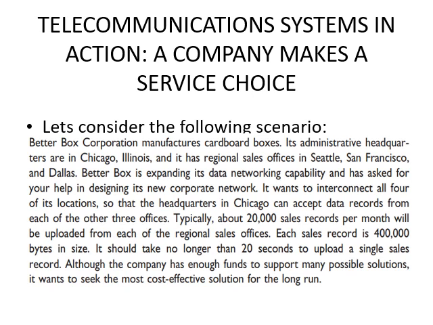Beta Box is expanding its data networking capabilities and has asked for your help in designing a new corporate network. It wants to interconnect all 4 of its locations to the headquarters in Chicago, which can accept data records from each of the 3 other offices. Typically about 20,000 sales records per day will be uploaded from each of the regional sales offices. Each sales record is 400,000 bytes in size. It should take no longer than 20 seconds to upload a single sales record. Although the company has enough funds to support any possibilities, we may still want to go for that which is the most cost effective and the fastest.